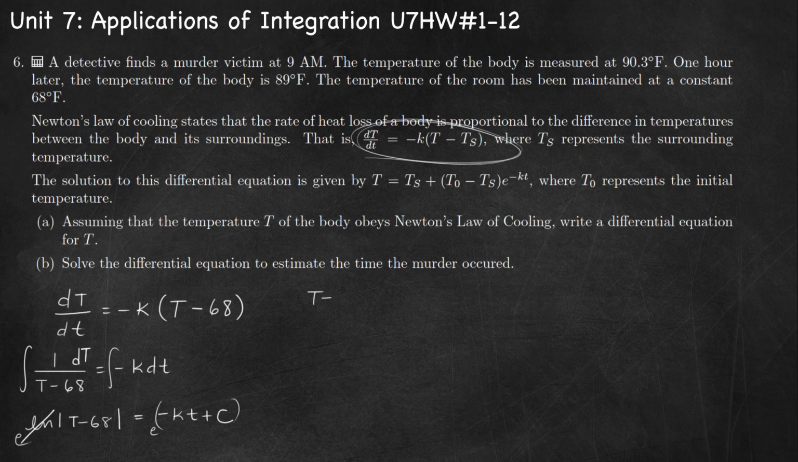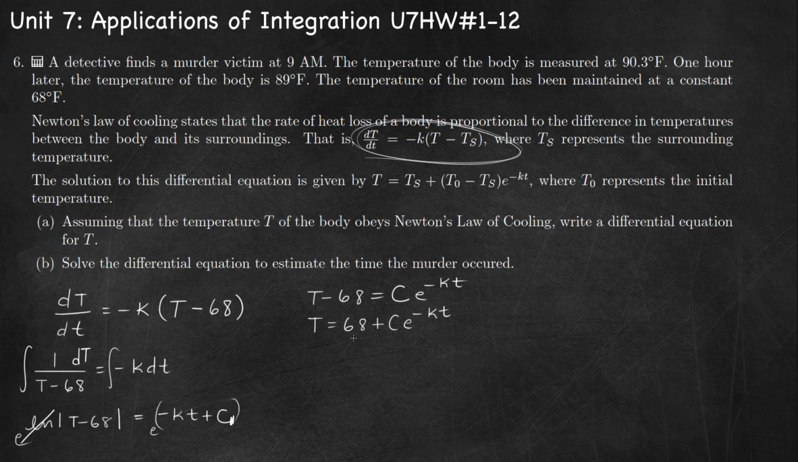We have T minus 68 equals a new constant c, e to the negative kt. And this is a different c, so I'll call the old c something else. So T, temperature, equals 68 plus C e to the negative kt. We're going to use the other information we have to try and solve for some of these unknown values.